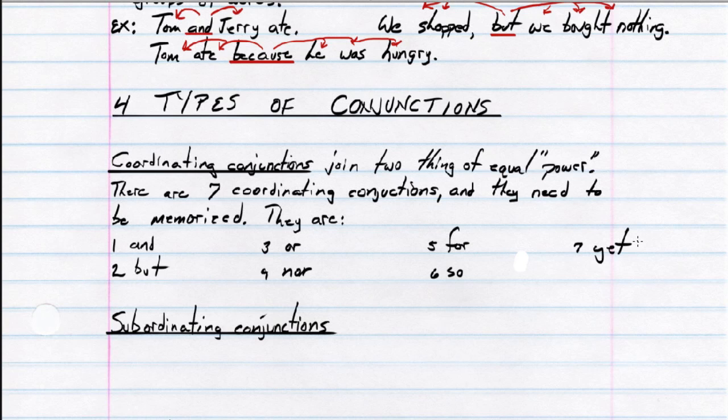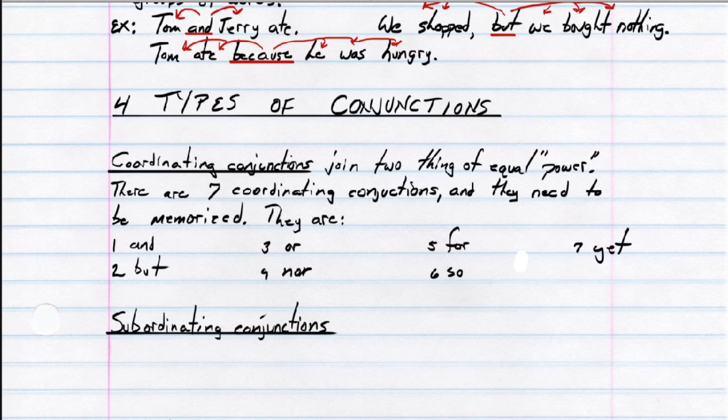Now be very careful, because some of these conjunctions can be different parts of speech depending on how they are being used. So if you find the word for in a sentence and it's joining two different ideas, you have a conjunction. If you find the word for in a sentence and it is showing the relationship between two objects, then you have a preposition. But we'll get into that more later on. They are and, but, or, nor, for, so, and yet.